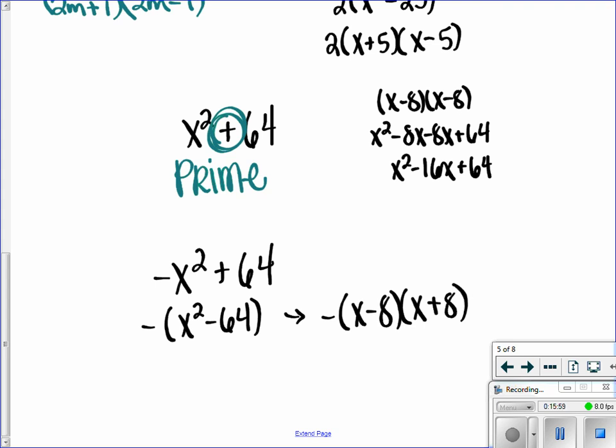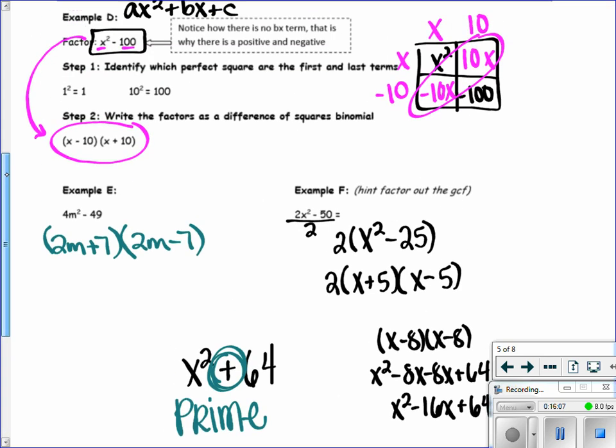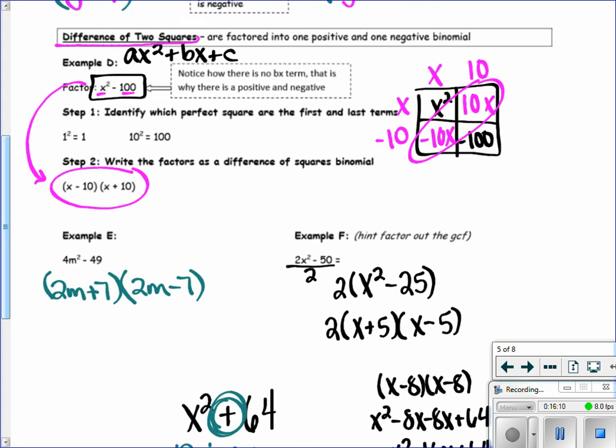Do y'all see the difference between the two? Okay. How I remember that there has to be that minus sign between is that this is called a difference of two squares. Difference meaning it has that minus sign between the two terms. So flip to the next page.